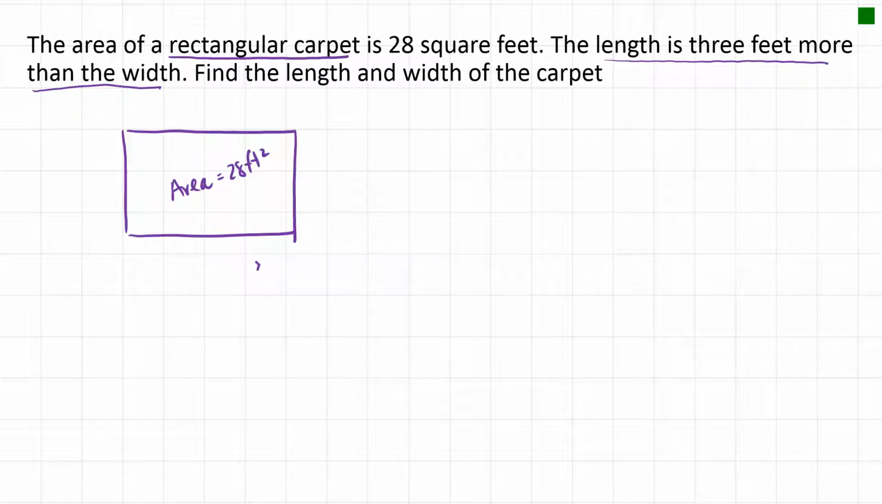So there's two things I don't know. I don't know the length and I don't know the width. But the length is compared to the width. So that means I'm going to choose a variable and I'm going to be a little bit smart about it. I'm going to let the variable be the one that I'm comparing to. So the width of the carpet, I'm going to let that be x. So let x be the width of the carpet.